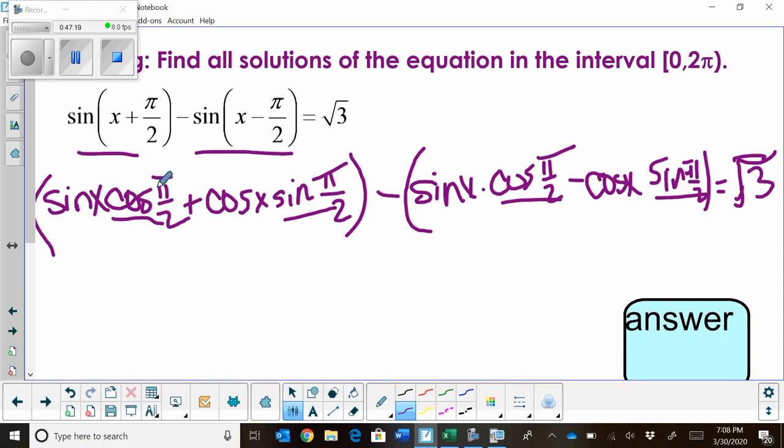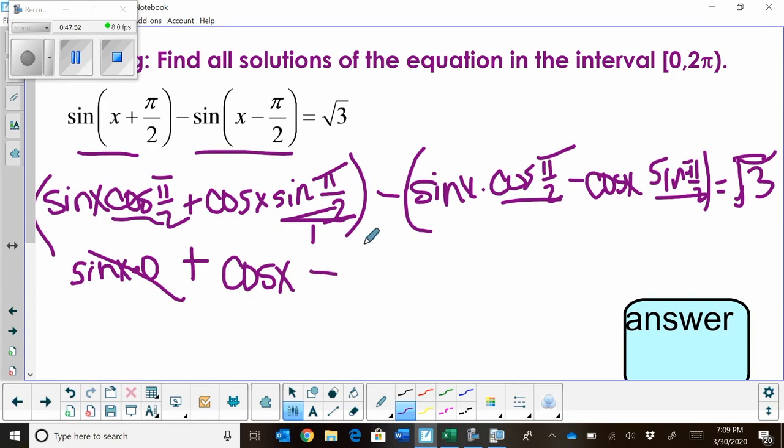Well, what's cosine of pi halves? Well, that's 0. So we've got sine x times 0. That's just gone because that's 0. And then we have cosine x times sine of pi halves. What do we know sine of pi halves is? 1. So 1 times cosine x is just cosine x. Well, that turned out nicely. This whole side ends up just being cosine x.